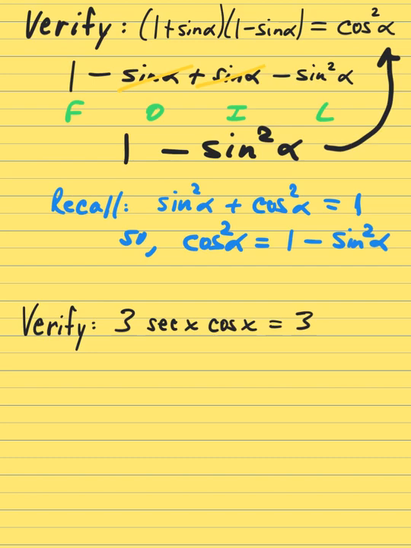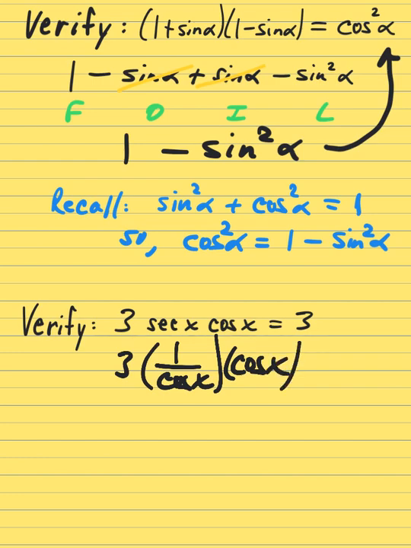And the example at the bottom, we can factor out, well, no, we're not going to factor anything out. I'm just going to write this as 3 times 1 over cosine times cosine. We'll get a nice little cancellation here with the cosines, and all that's left over is 3. So this one was very quick.